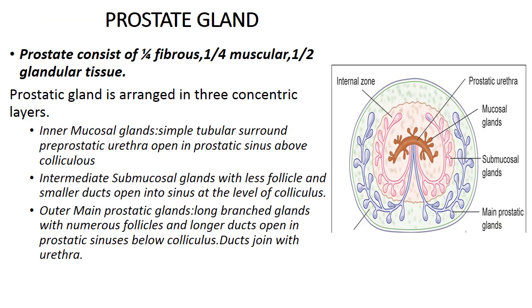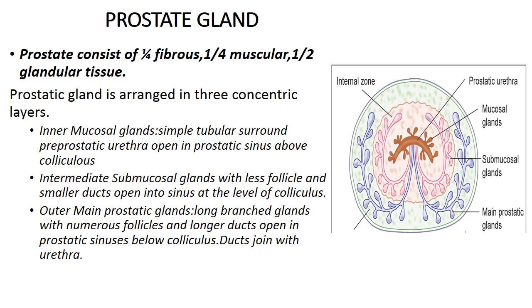Prostate is fibromusculoglandular tissue. It consists of 1/4 fibrous tissue, 1/4 muscular tissue, and half glandular part is present in the prostate. Prostatic glands are arranged in 3 concentric layers. So we can see in this diagram the 3 concentric layers. Innermost is the mucosal gland. It is simple tubular and it surrounds the preprostatic urethra and opens in prostatic sinus above colliculus.